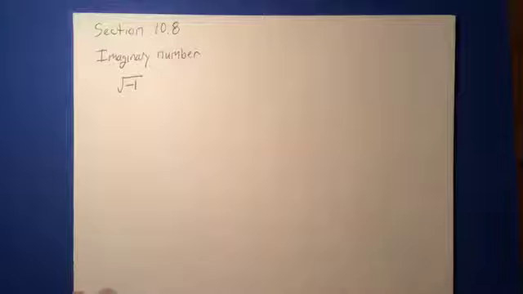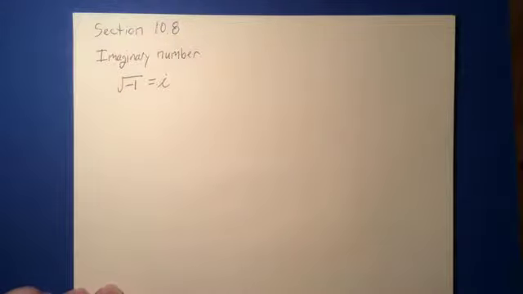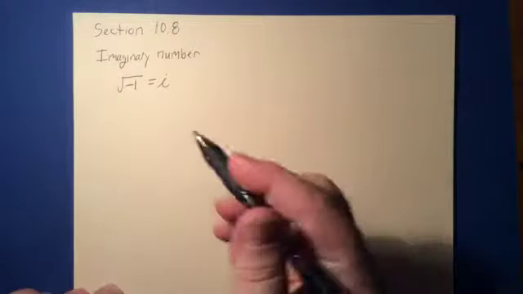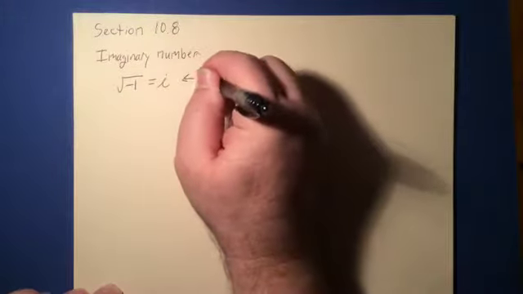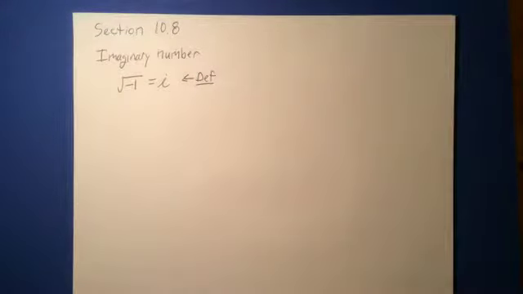So let's take a look at what this is. If we take a look at the square root of negative 1, essentially this is going to be equal to i, and that's a lowercase i. So this is by definition. Basically this is something that mathematicians came up with as a concept to represent the square root of negative 1. So we represent this with i.